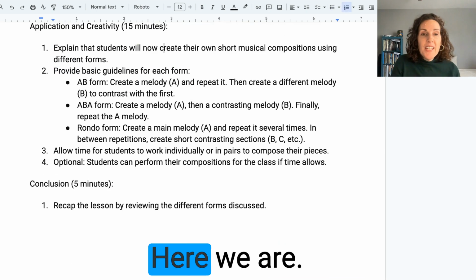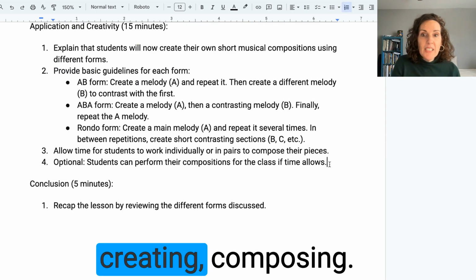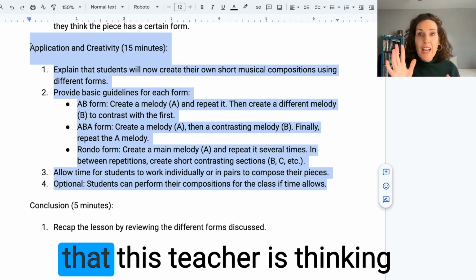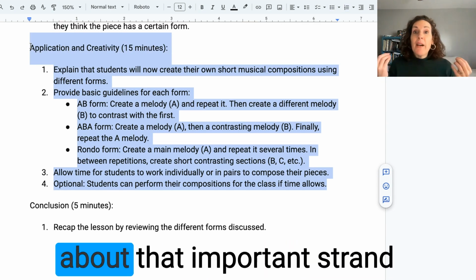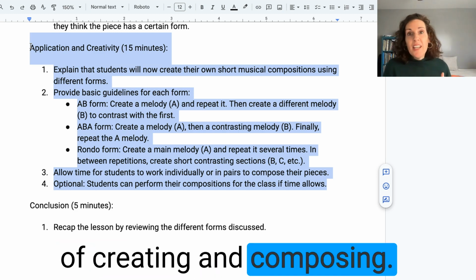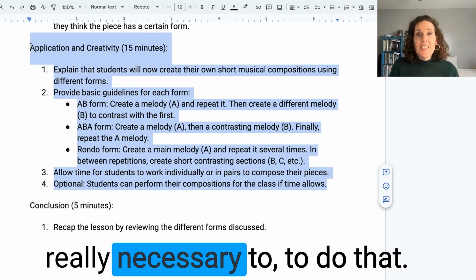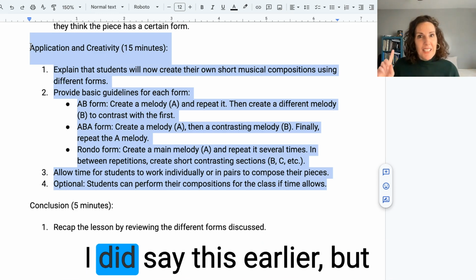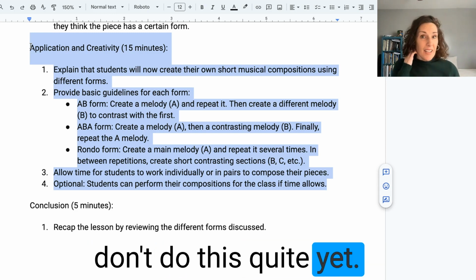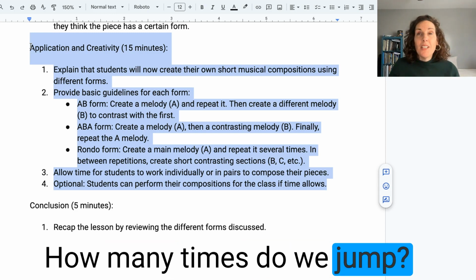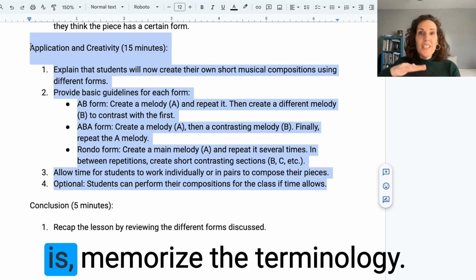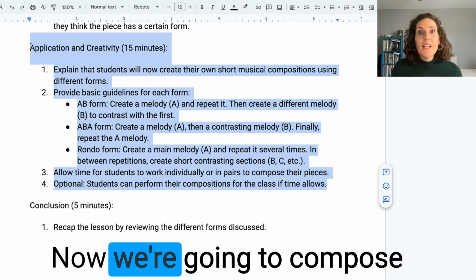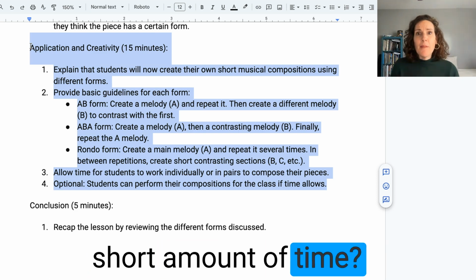Application and creativity. Here we are. We've jumped right into creating, composing. First of all, I love the idea that this teacher is thinking about that important strand of creating and composing. It is one of our standards. It's really necessary to do that. I would say in the context of this lesson, don't do this yet. I did say this earlier, but don't do this quite yet. How many times do we jump from here's what something is, memorize the terminology, and then skip. Now we're going to compose something in such a short amount of time.